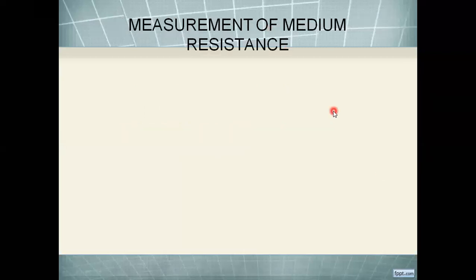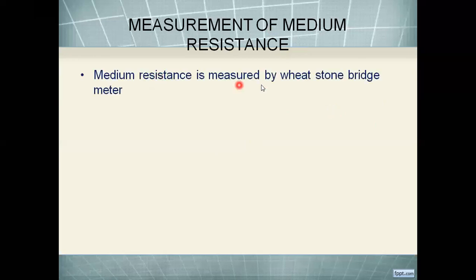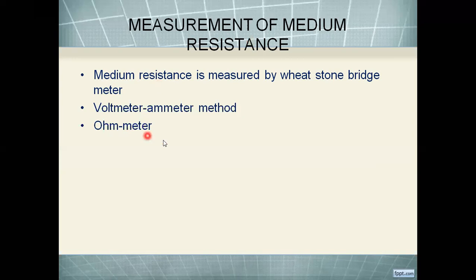Coming to the measurement of medium resistance, medium resistance is measured by the Wheatstone bridge. I'm sure you're aware of the Wheatstone bridge. Using the Wheatstone bridge method, we can easily measure medium resistance. And we have the voltmeter, ammeter method. And also we have the ohmmeter, which we are going to see in detail in this video lecture. Let me repeat the measurement of medium resistance once again. Medium resistance can be measured by the Wheatstone bridge method, the voltmeter, ammeter method, and the ohmmeter method.